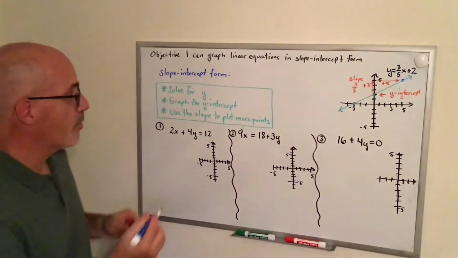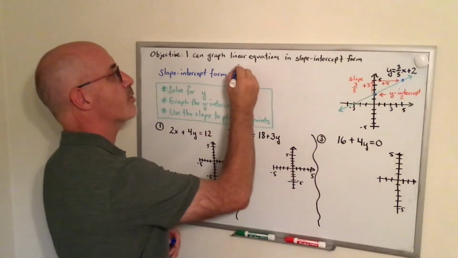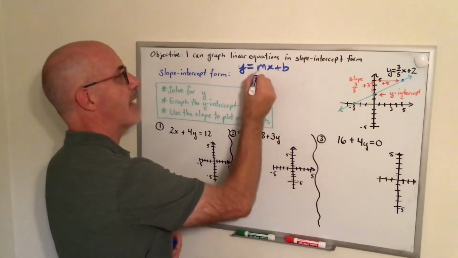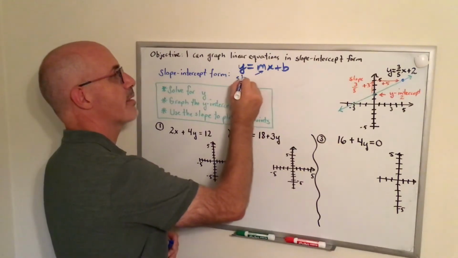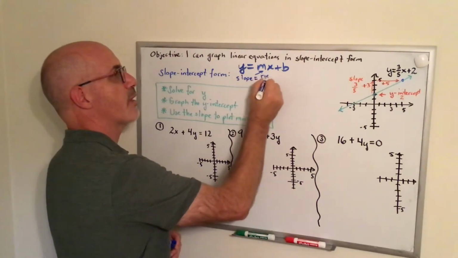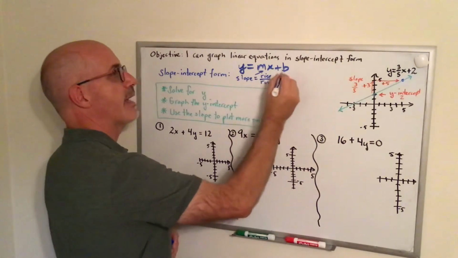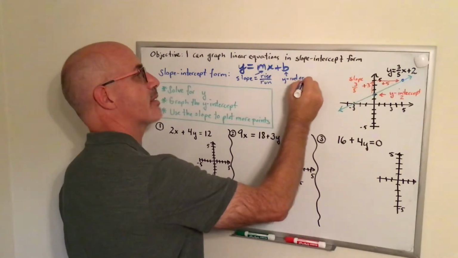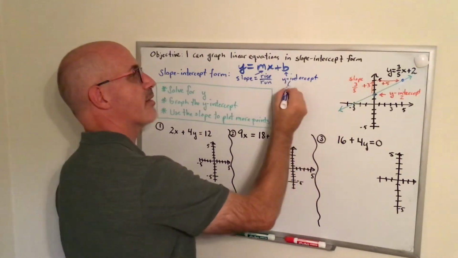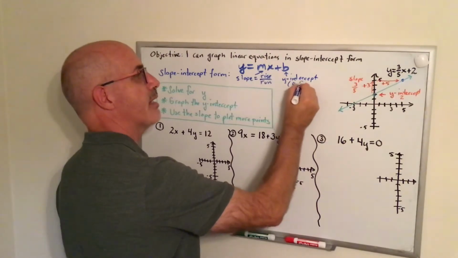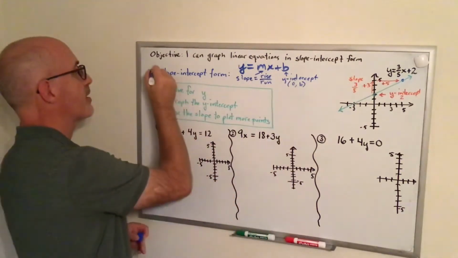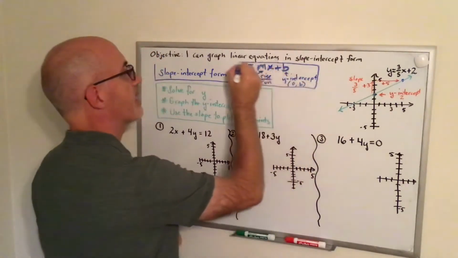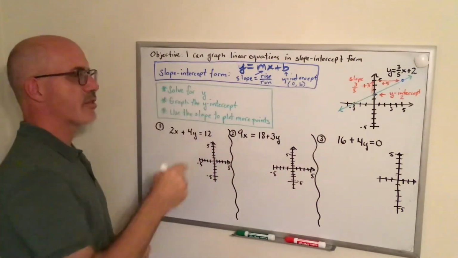Well, first of all, slope-intercept form is y equals mx plus b, where m stands for the slope, which equals rise over run, and the b stands for the y-intercept. So that's the point (0, b), where it crosses the y-axis. This form is going to be critical for using these steps to do the graph.